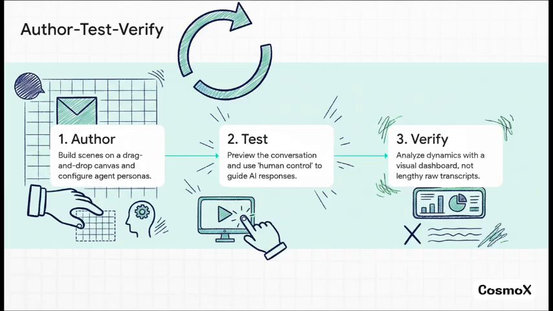There's a human control mode that lets you guide the AI in real time. You can approve or even edit its responses on the fly. And finally, you verify everything with a visual dashboard that shows you how the conversation played out. No more digging through endless text logs.